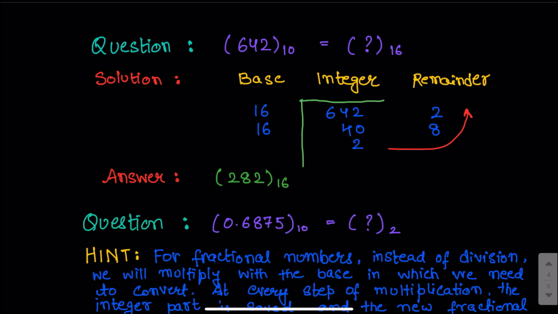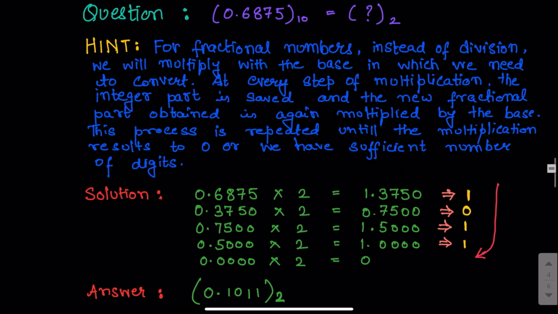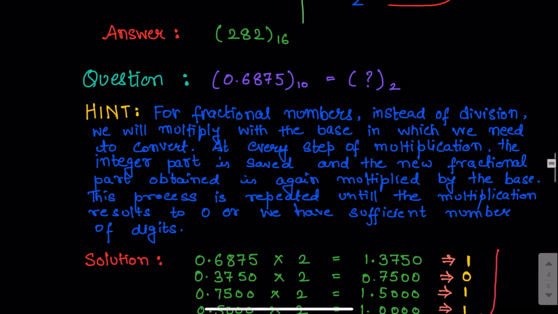Now I have an interesting question for you, that let's say I have some fractional part. Now what to do? So you have a fractional number that is 0.6875 in decimal to be converted to binary. So this will not have the division process, but a little bit different. So let's read about it. For fractional numbers, instead of the division, we'll multiply with the base. So this time you're not dividing, you're multiplying with the base, that is 2. And in which we need to convert. So whichever base you want to convert, you will multiply the number with that base.